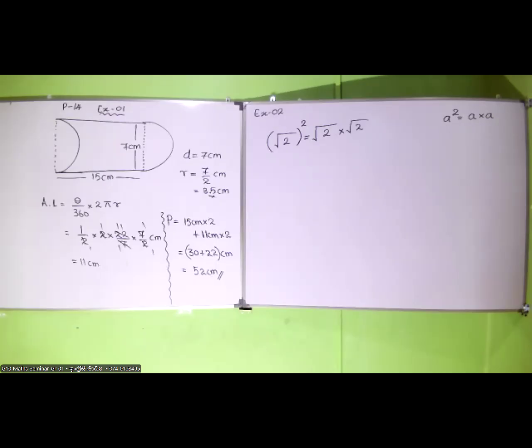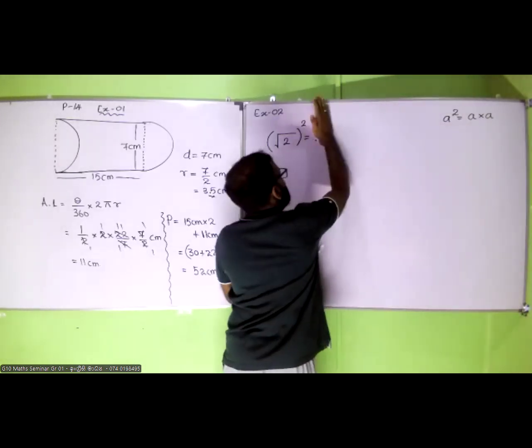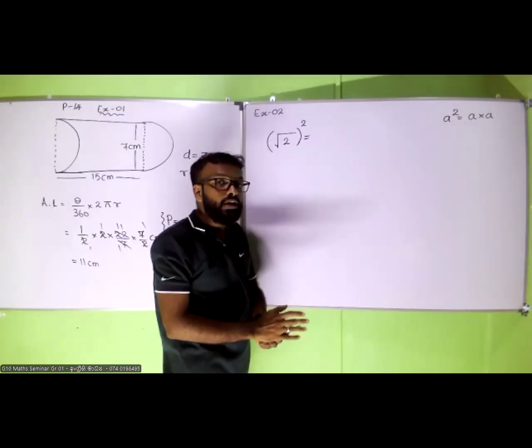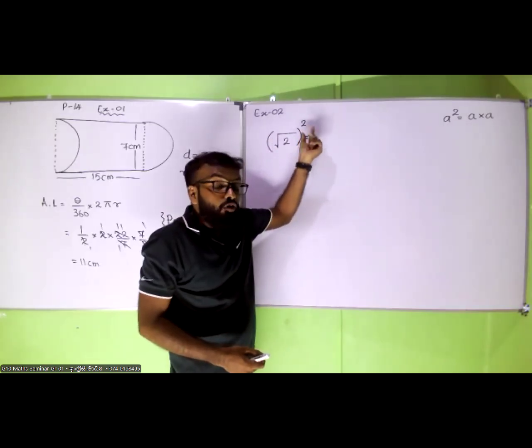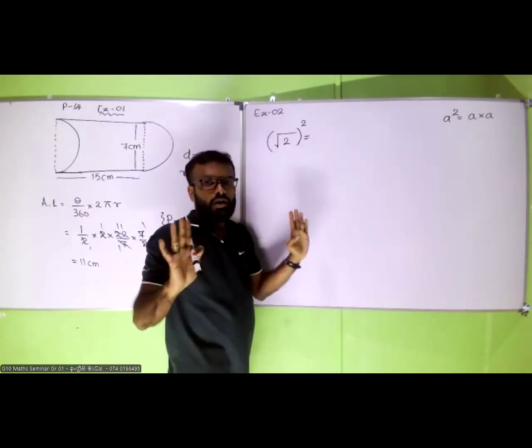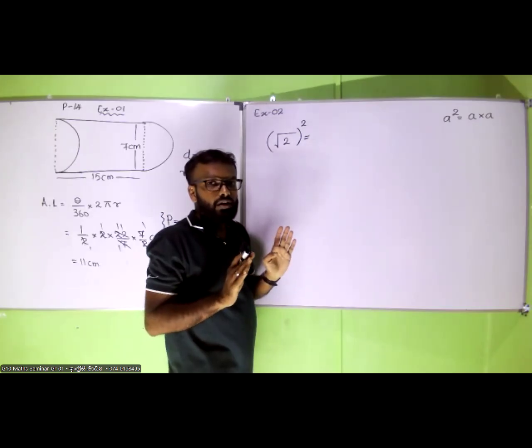So it will be 2. If you have something like this, it is very easy to remember: the square root of the same number to the power 2. You can remember it easily.